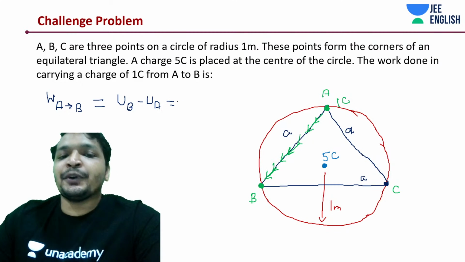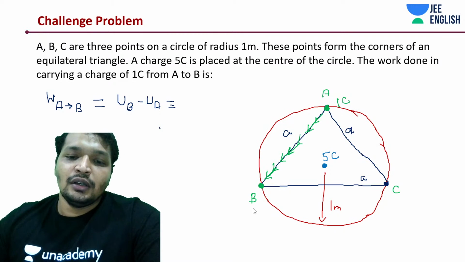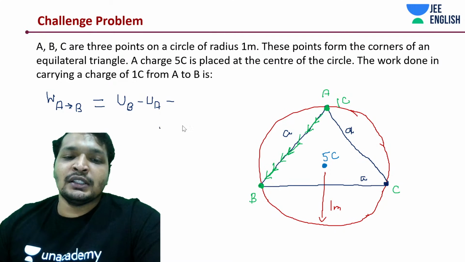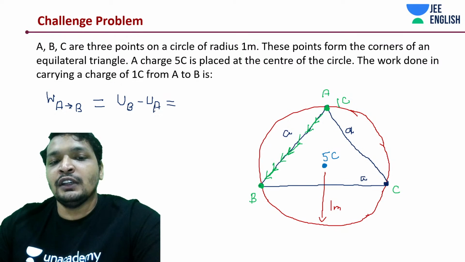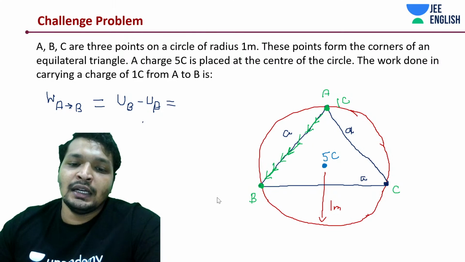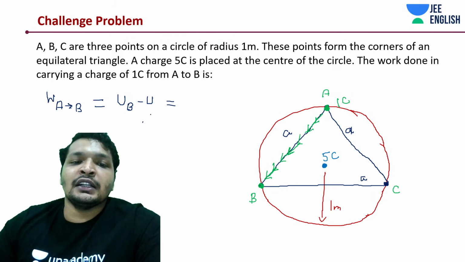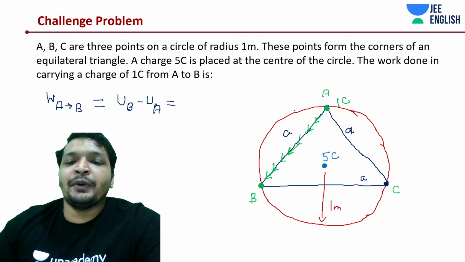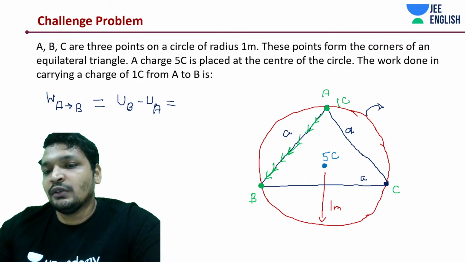And in this case, potential exists due to two charges, right? One is due to 1 coulomb and another one is due to 5 coulomb. Already your 5 coulomb has been brought to the center, and the simplest explanation, if you understood, is that this circle is an equipotential surface. This is the simplest way to understand it.